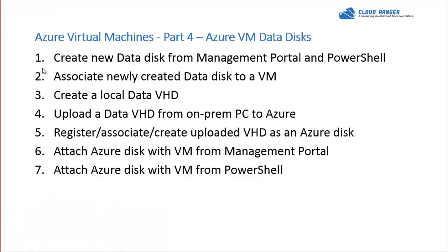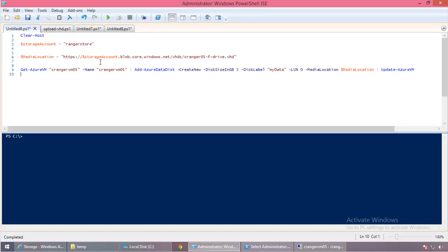So we have done the first two. Now, let's go to step 3, where we create a local data VHD. Okay, so let's go to our client system again. Let's go ahead and create the data disk on premises. At this point, if you are in a production environment, you'll probably go to your SAN storage or whatever and pick up the VHD, or pick up the VHDX, whichever it is.